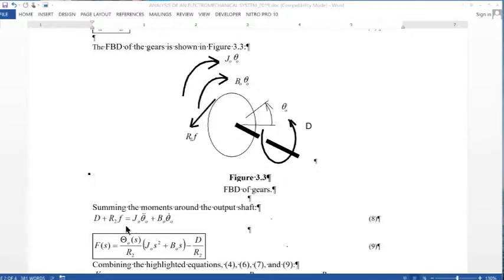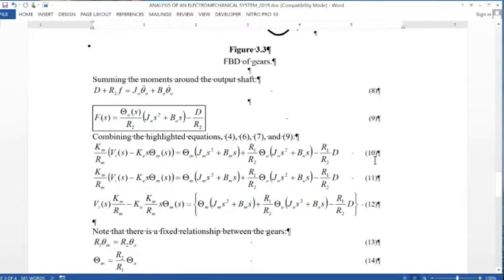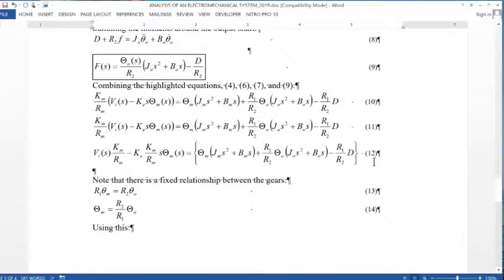All right, so what we're going to do is say, okay, we've got a D. It's moving in the same direction that R2 times F is. We've got output inertia and output damping. Again, that might be the grease on the bearings or something like that. We're going to put those together, do a little bit of algebra here, and get our equation.